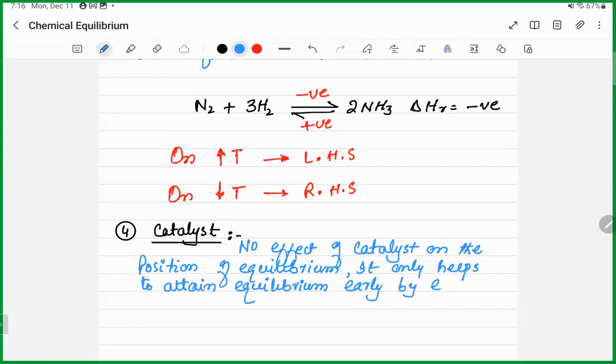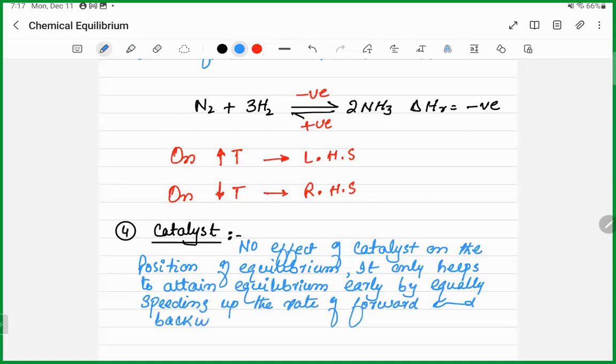By equally speeding up the rate of forward and backward reaction. Again, catalyst has no effect on the position of equilibrium. It only helps to attain equilibrium early. It speed up the rate of forward reaction and backward reaction equally.